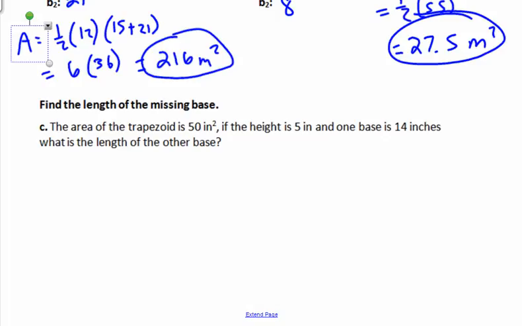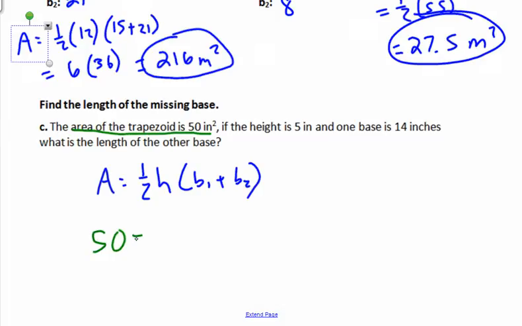Now, we can use it in a different way. It says find the length of the missing base. The area of the trapezoid is 50. So let's use that formula again. Area equals 1/2 height times base 1 plus base 2. We're given the area of the trapezoid, which is 50. Plug that in there, times 1/2. The height is 5, and one of the bases is 14. What is the length of the other base? We're going to say the other base is just x plus 14.